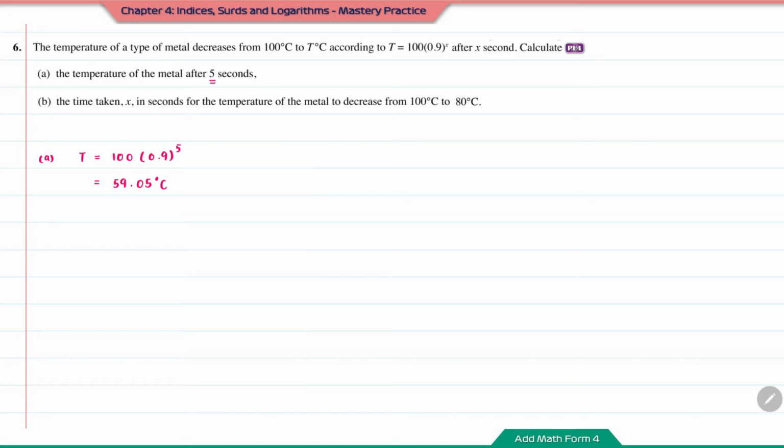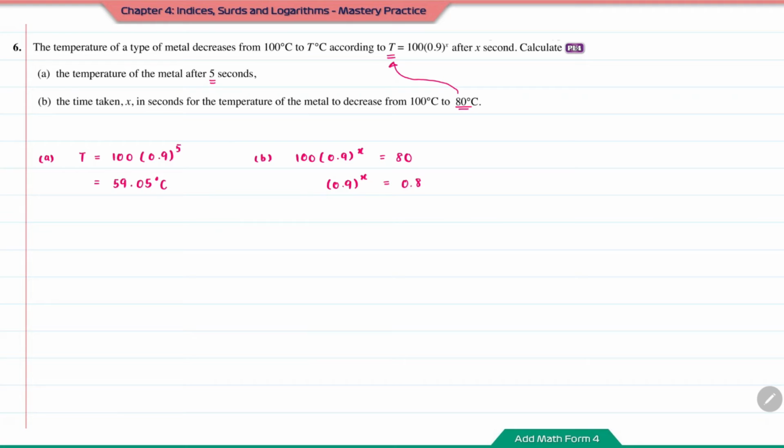Question B, the time taken x in seconds for the temperature of the matter to decrease from 100 degrees Celsius to 80 degrees Celsius. So here the T in the formula, we're going to substitute it with 80 degrees Celsius in order for us to find the x. So for question B, I'm going to write it as 100 times 0.9 to the power of x equal to 80. Next, I'm going to move this 100 to the right hand side. It's going to be 80 divided by 100, which is equal to 0.8.